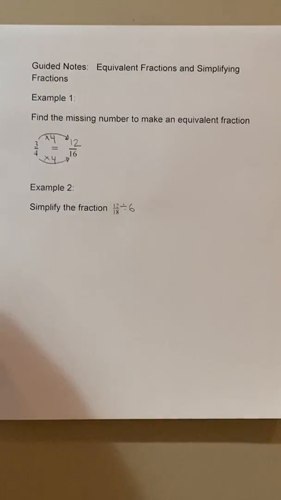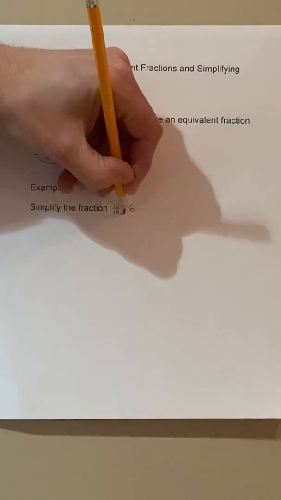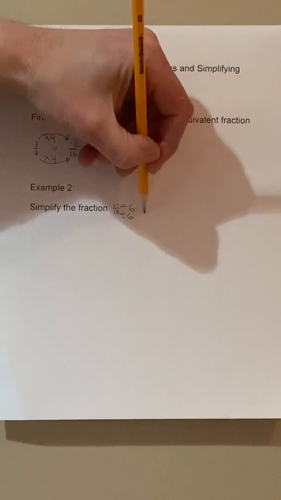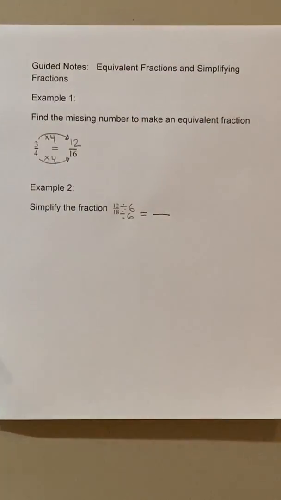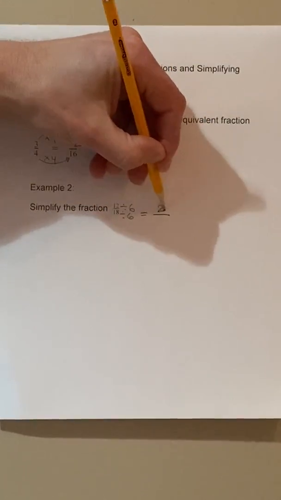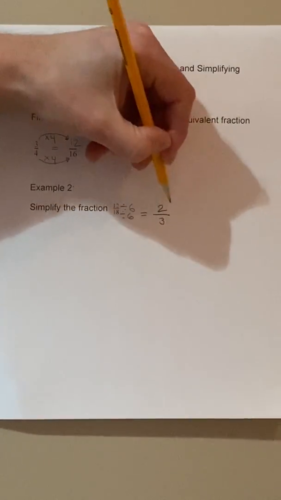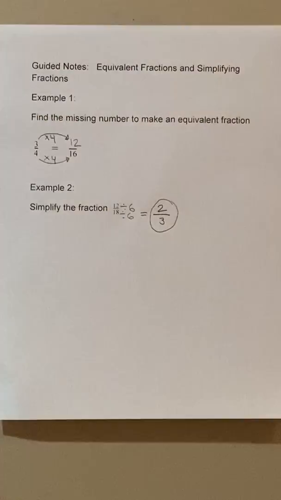So let's try that. Divide the numerator by 6 and divide the denominator also by 6. When I do that, 12 divided by 6 gives 2. 18 divided by 6 is 3. So my simplified fraction is 2/3.